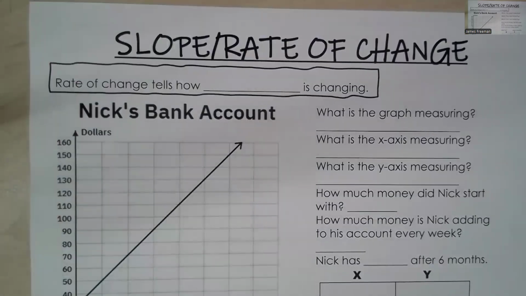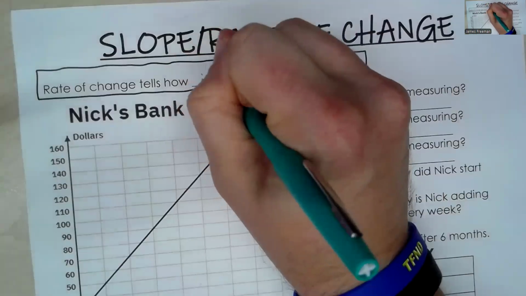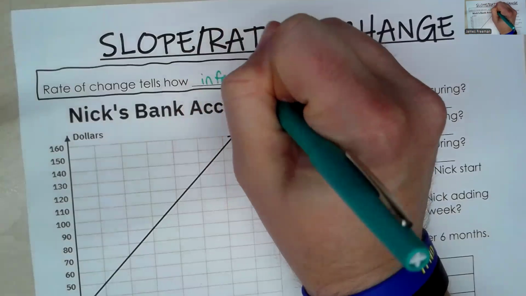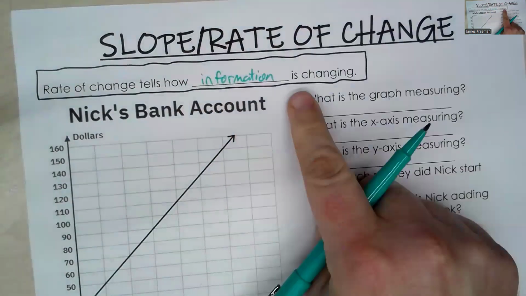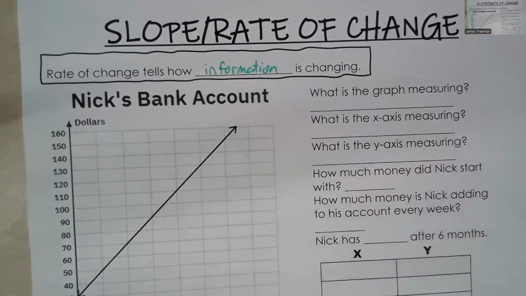All right, guys. Today we're going to learn about how to find the rate of change. All right. Well, the rate of change tells us how information is changing, right? If I look at a graph, it's not just a bunch of random numbers and points, it's information that we need to know.